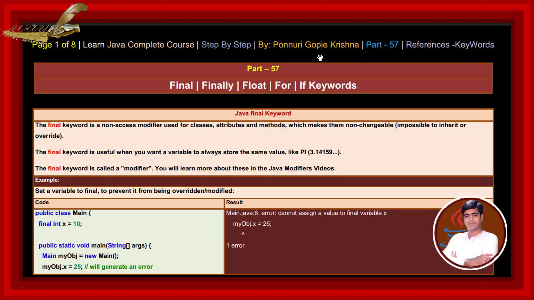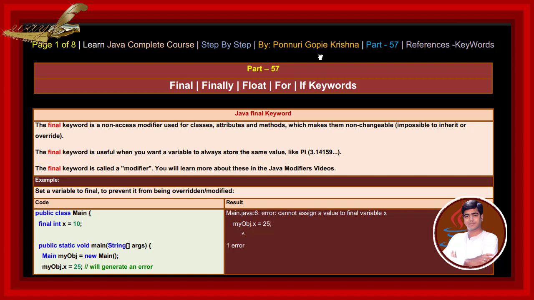In this session, let us learn about finally, float, for, if keywords. Java final keyword. The final keyword is a non-access modifier used for classes, attributes and methods, which makes them non-changeable, impossible to inherit or override.